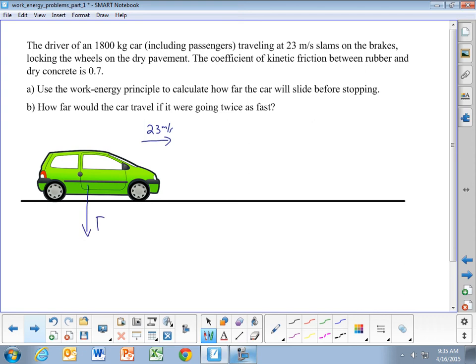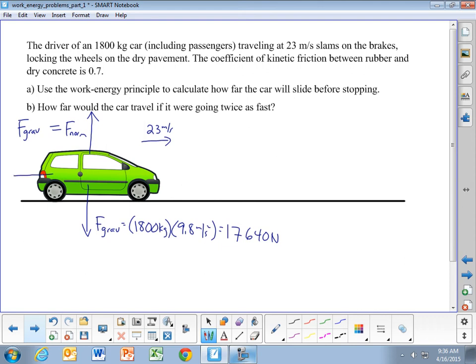One of those forces is the force of gravity. So the force of gravity is 1,800 kilograms times 9.8 meters per second squared, which is 17,640 newtons. Another force is the normal force. In this, there are no other vertical forces acting. This car doesn't accelerate up or down at all, so the normal force has to balance out the force of gravity. So the size of the normal force is 17,640 newtons.